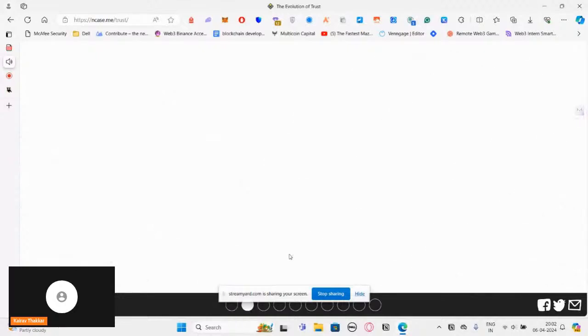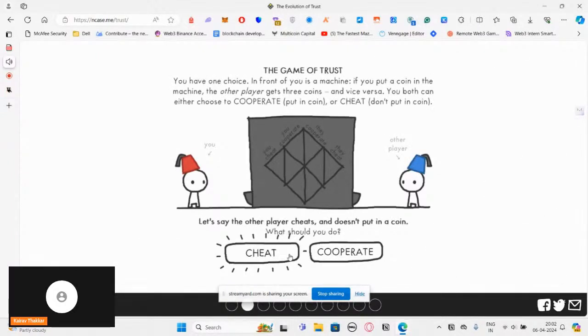So this is a game of trust. If people have played this game before or are aware of what this is, this is for the people who are not aware, just a basic introduction. So the other player puts 3 coins. If you put a coin in the machine, the other player gets 3 coins and vice versa.